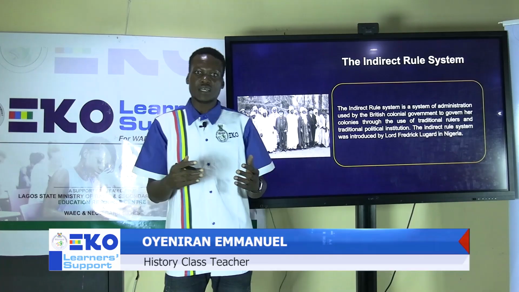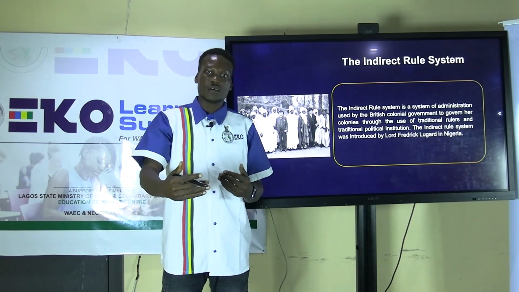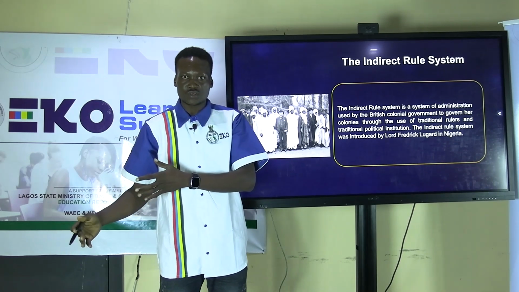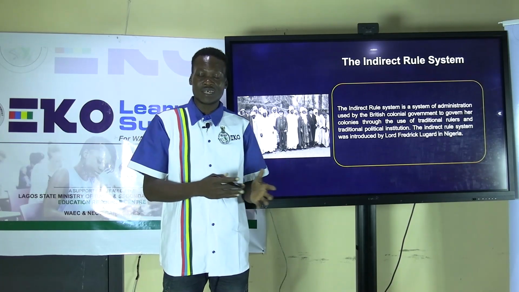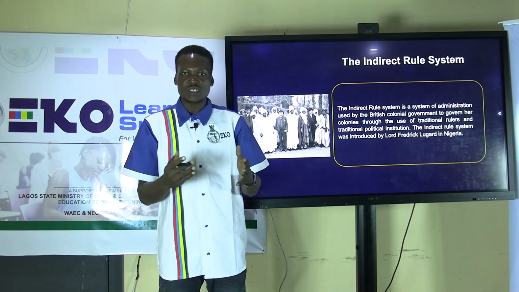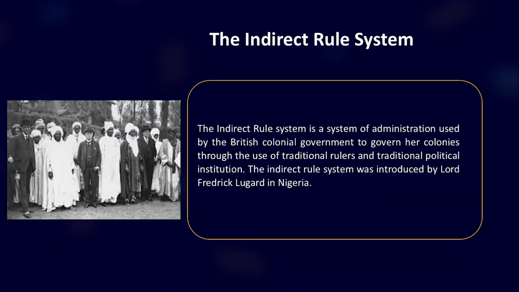This simply means that the colonialists talk to the traditional rulers, and the traditional rulers pass down any decision being made by the colonialists. That was why I said they serve as what? Intermediary between the colonialists and the people. This indirect rule system was introduced by the then Governor General, who is known as Lord Frederick Lugard.